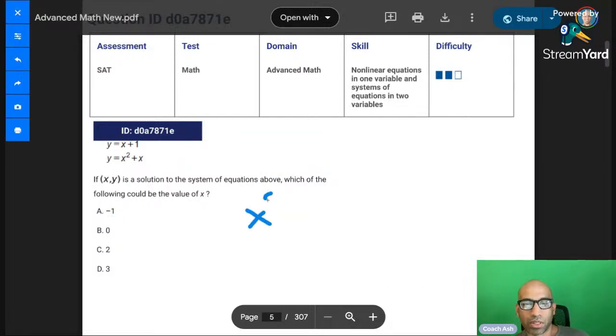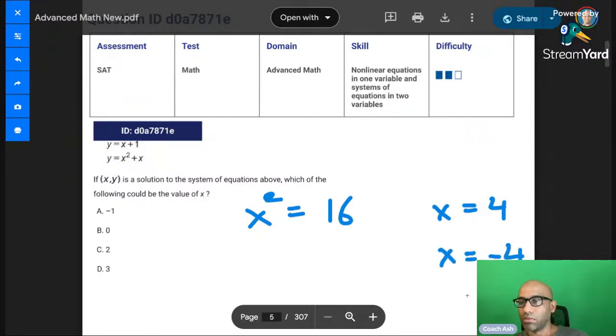If you have x squared is equal to 16, then most people will say, oh, x is equal to 4, and then they're done. But no, x is also equal to negative 4. It's very important for us to understand that x is equal to negative 4. Very, very important idea here. x is equal to negative 4 and x is equal to 4.